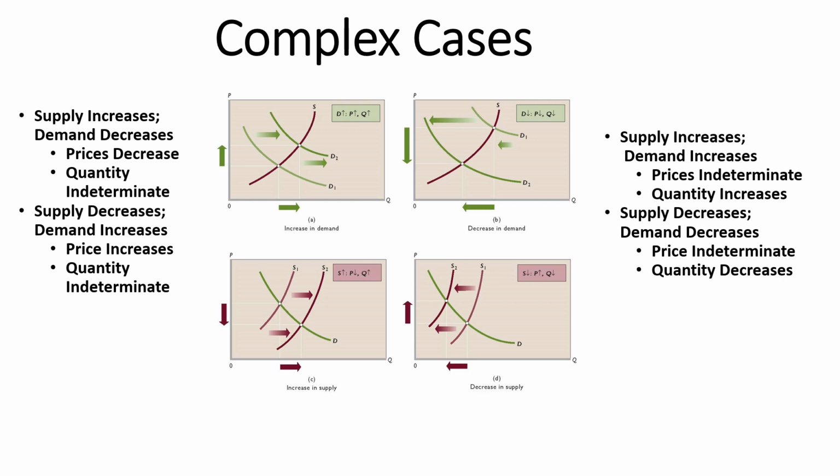So be careful when asked to analyze market scenarios where two events, one affecting demand and one affecting supply, occur simultaneously. The outcome will be one of your two variables, price or quantity, will be indeterminate.